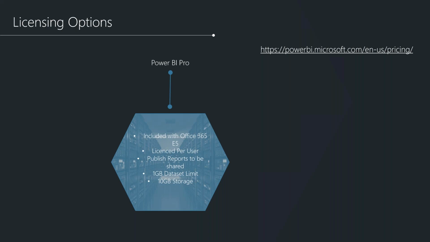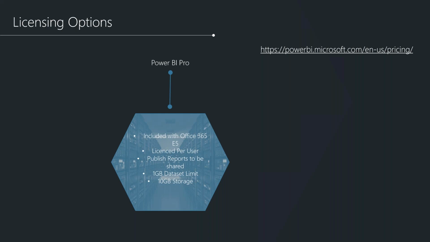But Power BI Pro is the first licensed version of Power BI that you need in order to share. If you have any E5 licenses, it's included automatically, so that's already paid for, whether you're using it or not. It is licensed per user. It does allow you to publish reports to share, to work with using the Power BI service in the cloud, but it does have some limitations with the size of the data set.